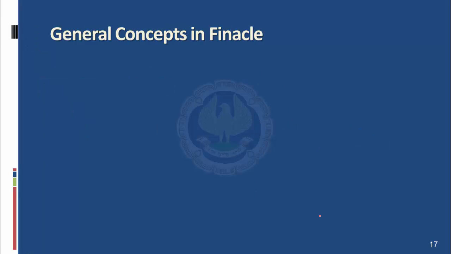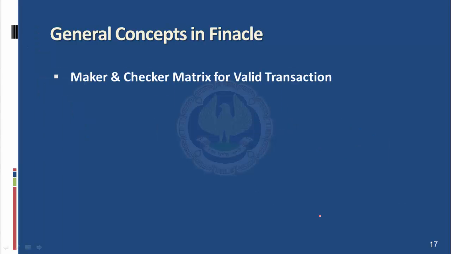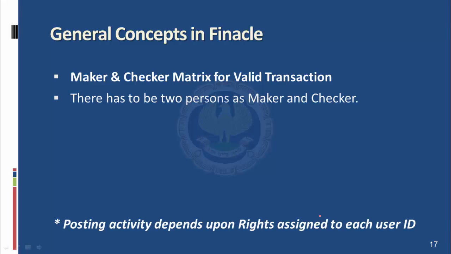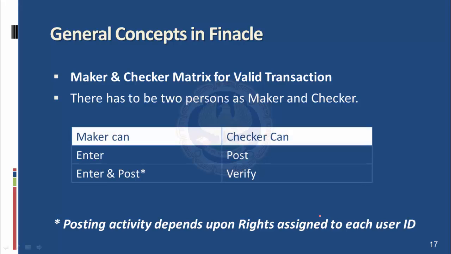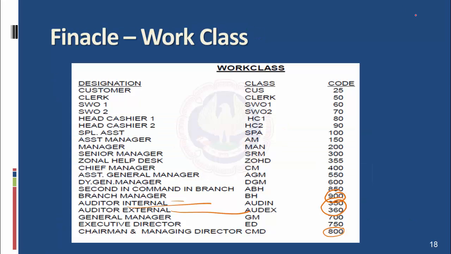Further, we were talking about the maker-checker concept in Finacle. Let us try to see here what a maker-checker can do in this. Now, maker can enter and post. Checker can post and then checker can verify. These combinations are well built into the system through their user IDs, which have privileges that we have discussed earlier.